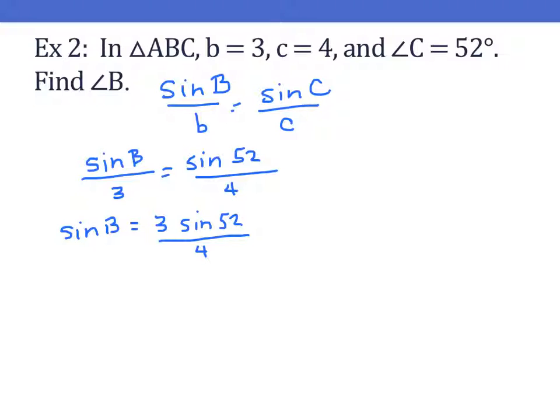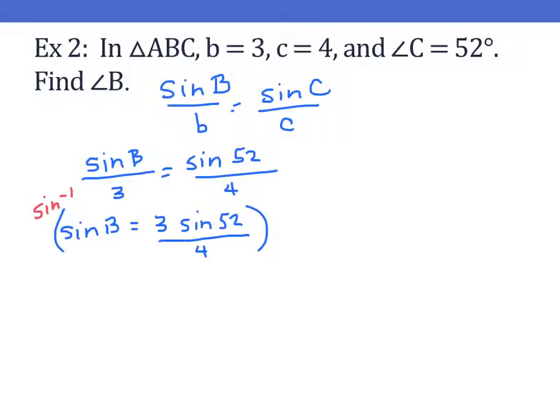Now, to be able to get my angle out of the sine function, I need to inverse both sides with an inverse sine. So, sine inverse, it's not a reciprocal sine, that would be cosecant. And this is not a cosecant, this is simply an inverse.